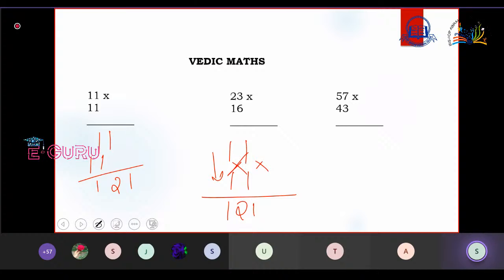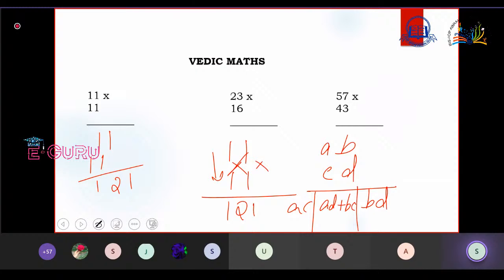So in a single line you will get the answer 121. Once again I will tell you, if A, B, C and D are given, first step will be BD. Middle value will be AD plus BC. And the first part is AC. So this way we will do it for 2-digit numbers.